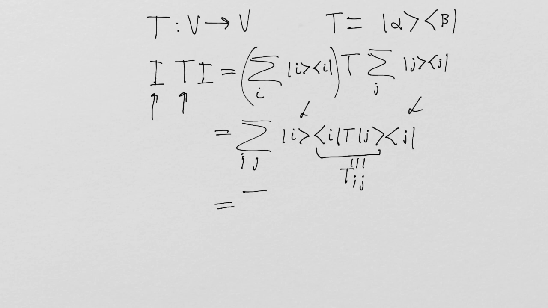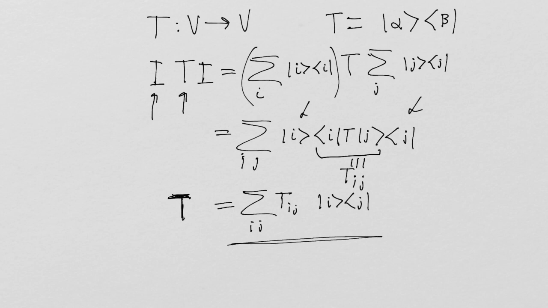And then, of course, what do we have? We have the sum over ij of Tij times the outer product I with j. And so my arbitrary operator is written as a sum of outer products of all of the basis vectors times some coefficient. That coefficient is this guy right here, which is always called the matrix element. The matrix element of T.